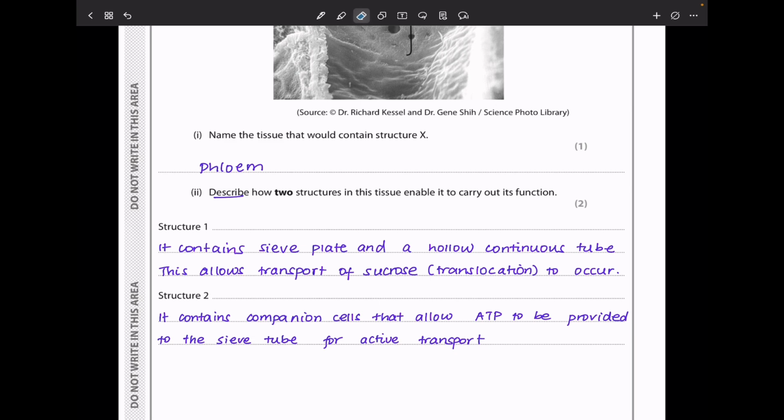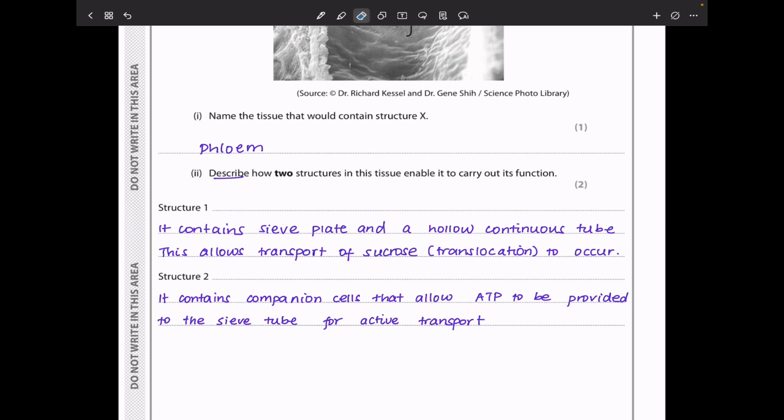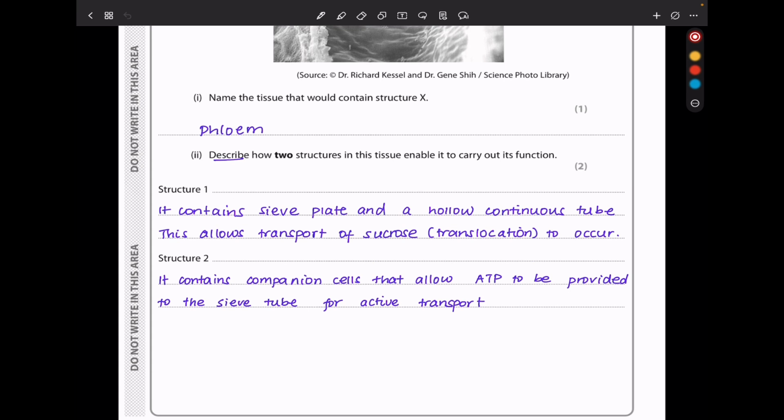Since this is a phloem tissue, it has a hollow tube that is going to act as a channel for the transportation of substances. And then, of course, it has companion cells that can provide ATP for the active transport processes. So I said it contains a sieve plate and a hollow continuous tube. This allows transport of sucrose, which is translocation, to occur. And then it contains companion cells that allow ATP to be provided to the sieve tube for active transport.